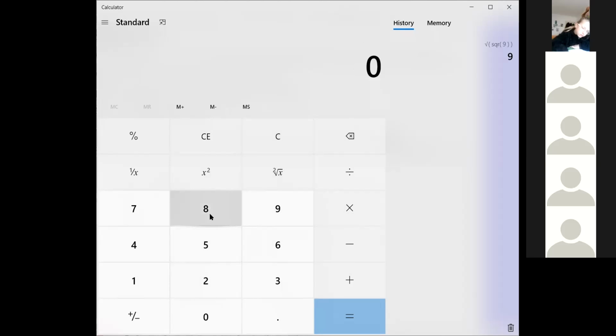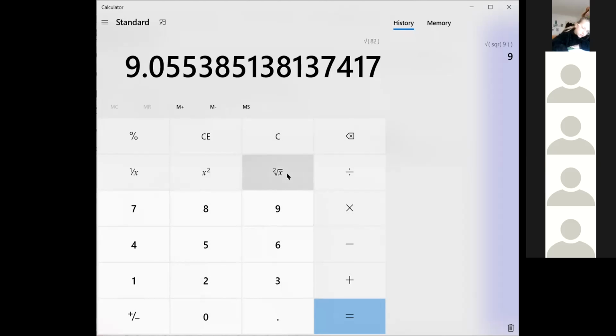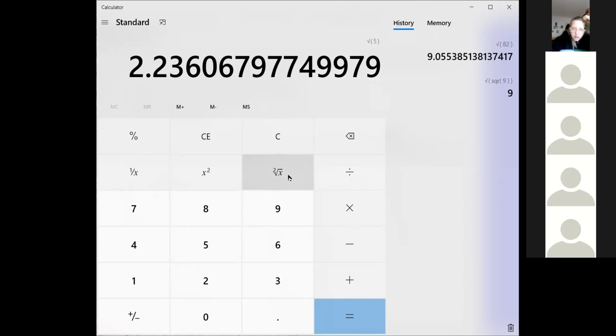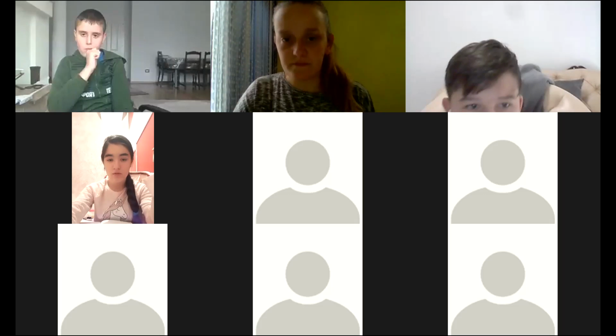But for 82, when I take the square root of 82, it will be 9.05538513813. Teacher, I did it with 5. Look what came out: the square root of 5 is 2.236. So we have an exact number only for the square roots of square numbers, okay? For the other numbers, you have to use a calculator.